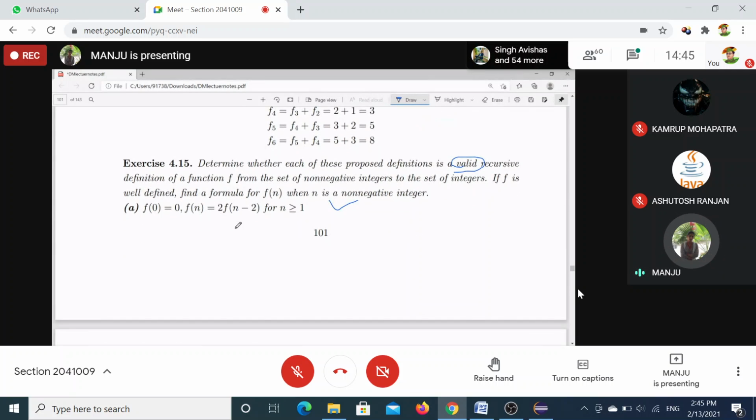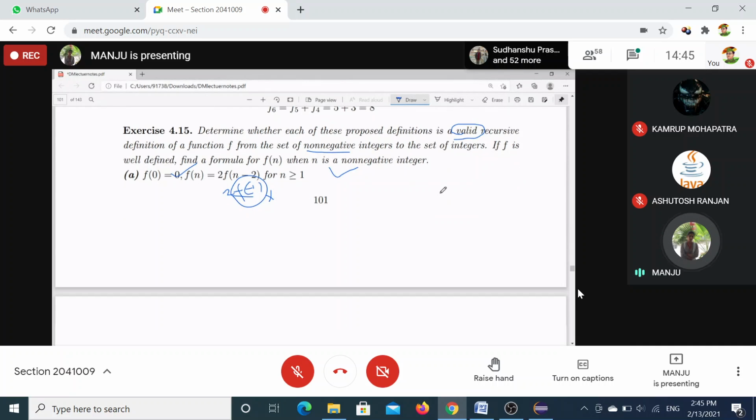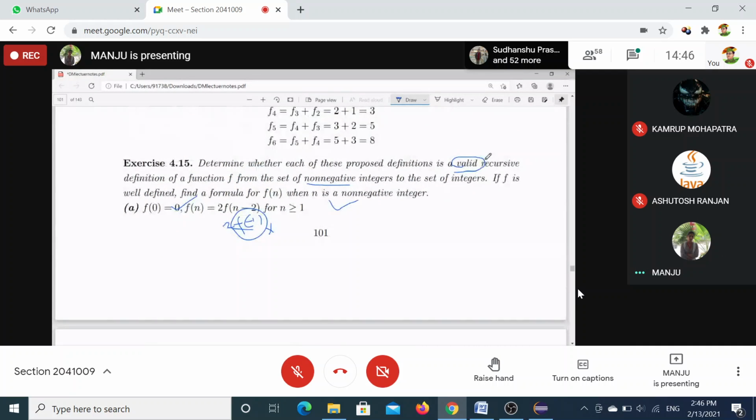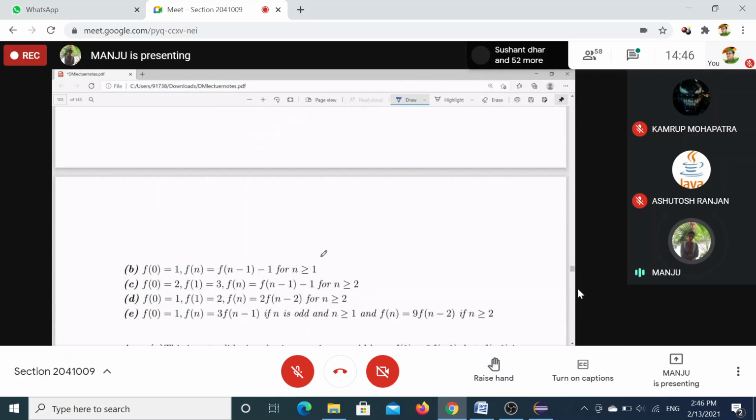The first one is not valid because, f0 it is okay, 0 is going to 0, f1, 1 is going to 2 times f of 0 minus 2, that is f of 1, so 2 times f of minus 1 actually. And f is not defined at negative integers. Okay, its domain is non-negative. That's why it is not defined. So for all odd numbers, it is not defined. At even numbers you can find it, right? So this is not a valid recursive definition. That's why we can't write an explicit formula for fn.